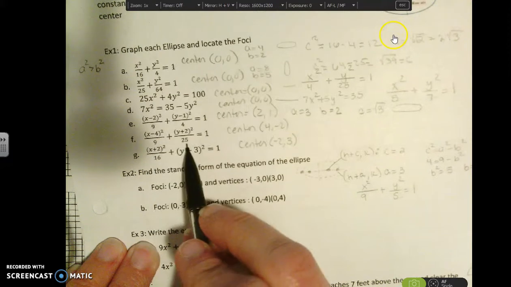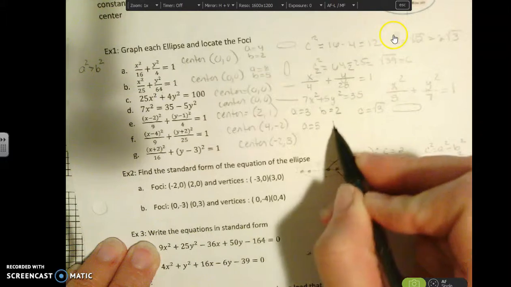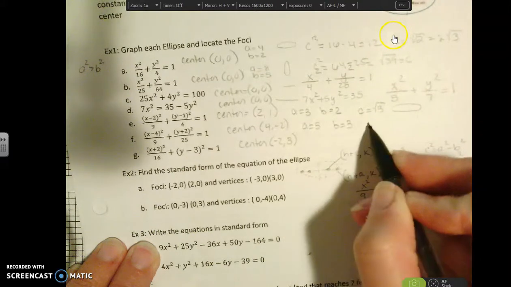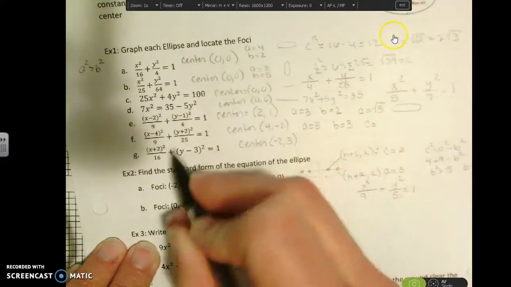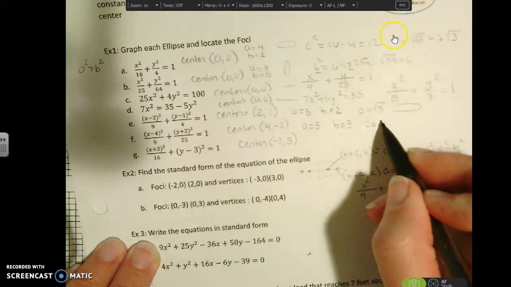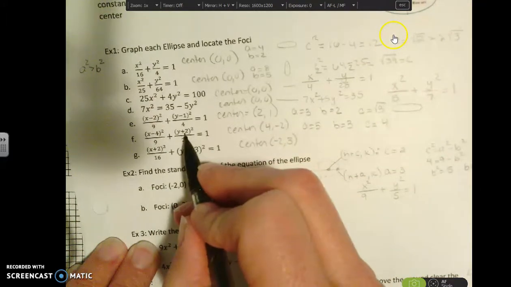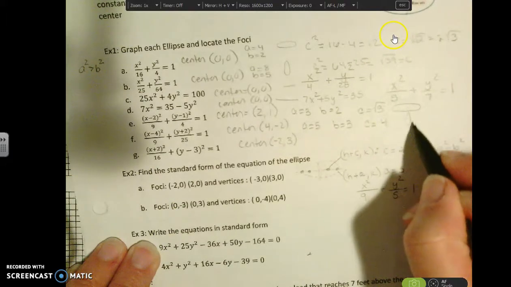On this one, A is going to be 5, B is going to be 3, and therefore C is going to be 25 minus 9, which is 16, so it's going to be 4. The center is 4, negative 2. The bigger value is under Y, so it's going to be a vertical ellipse.